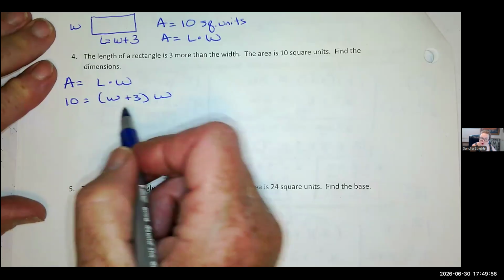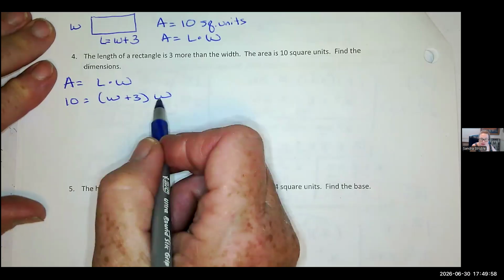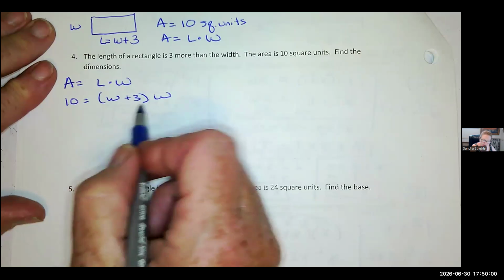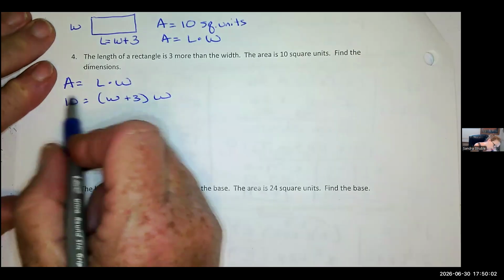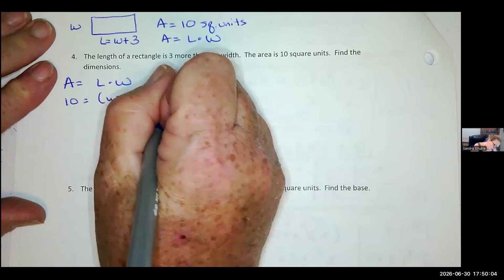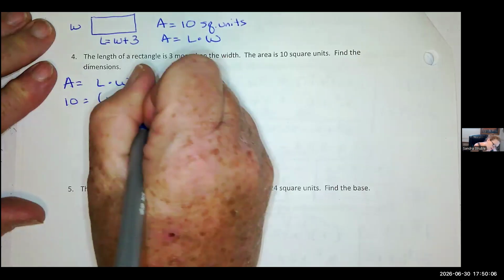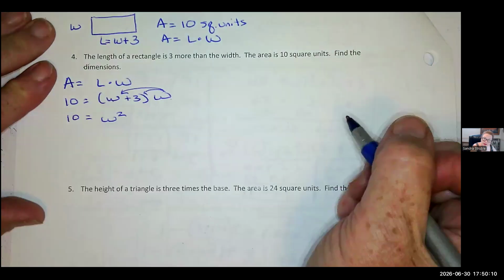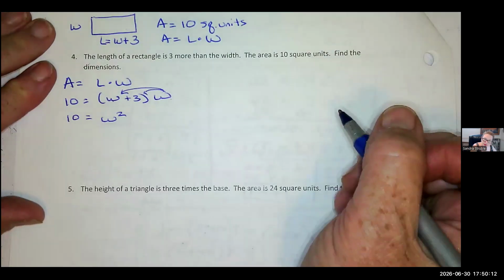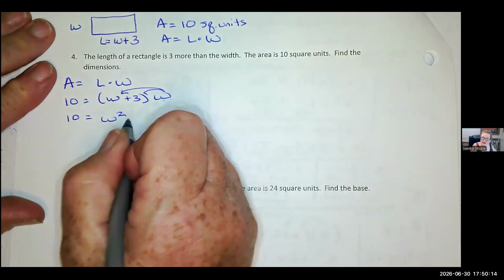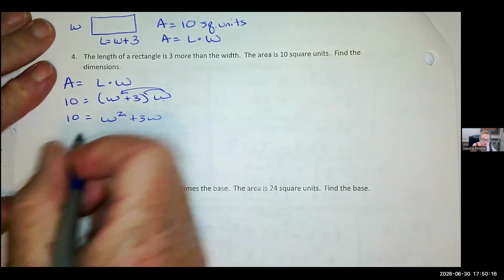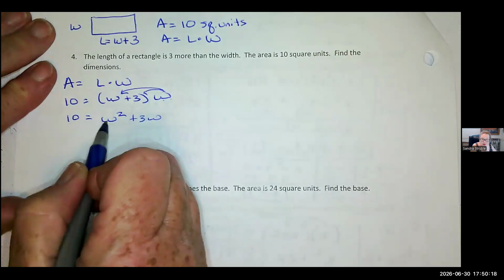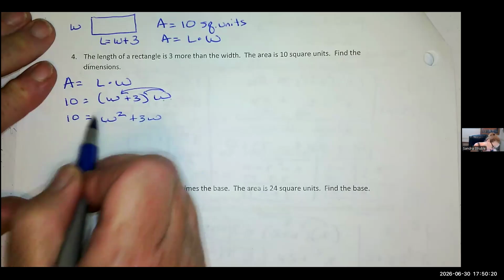So when you get to this point, again, you do not set each of these equal to 10. You need 0 to be on the other side. So the first thing you're going to do is distribute. W times W is W squared. This one I would not change to X and Y. Okay. W times 3 is 3W. Now we need these because the W is positive. The W squared is positive. You want to keep it positive. So we're going to subtract 10 from both sides.